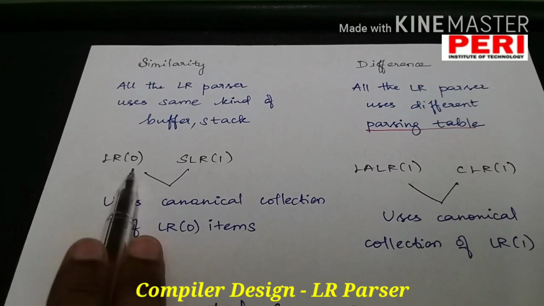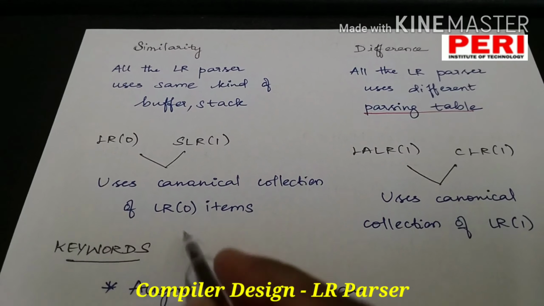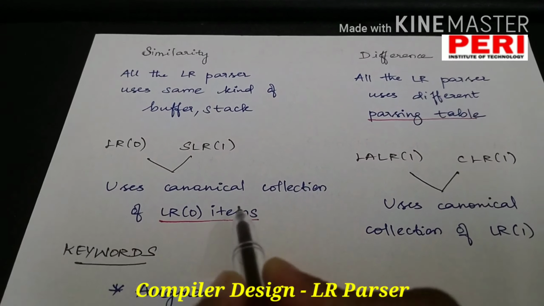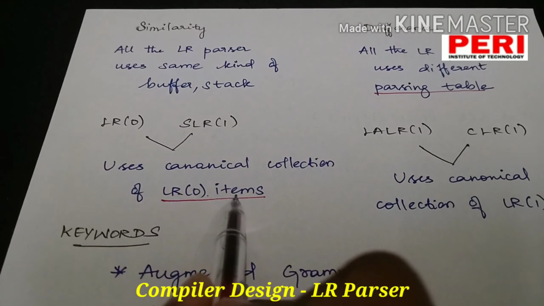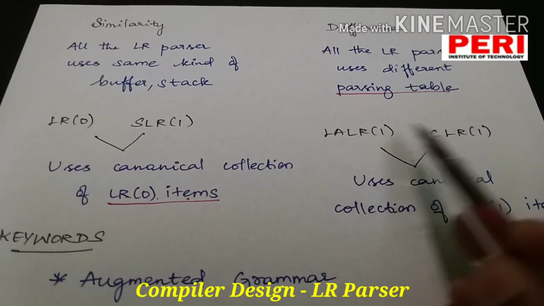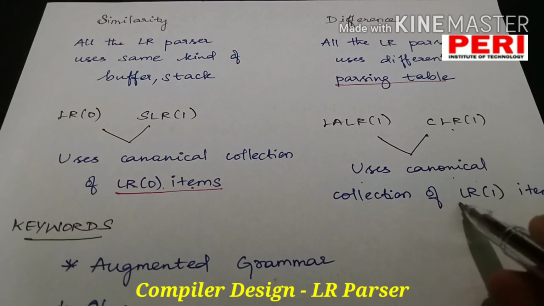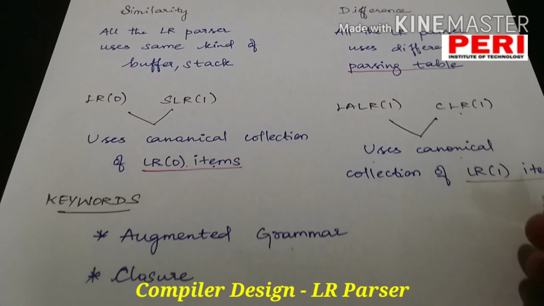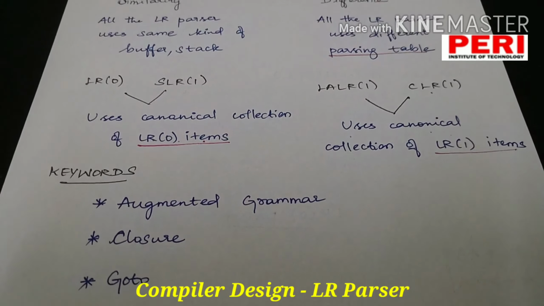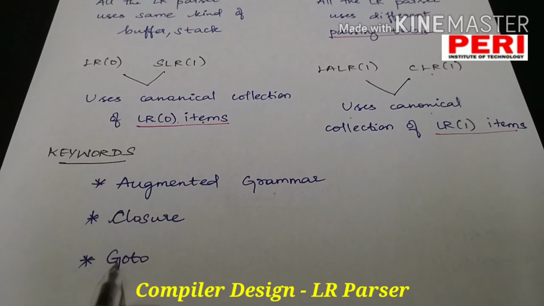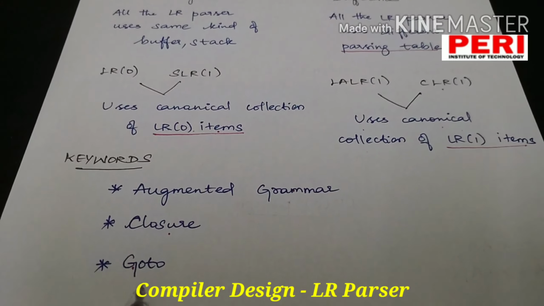Now LR0 parser and SLR1 parser use canonical collection of LR0 items. I want you to note this. LR0 and SLR1 make use of LR0 items, whereas LALR and CLR1 use canonical collection of LR1 items. Before entering into the LR parsers and their explanations and problems, you need to know some of the keywords used in LR parser. They are augmented grammar, closure and goto.